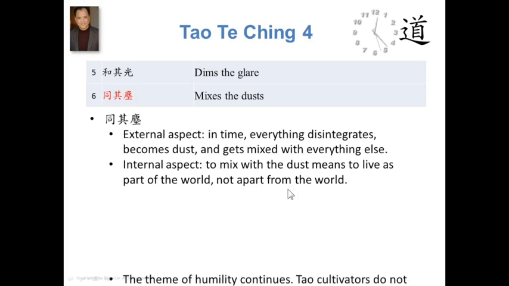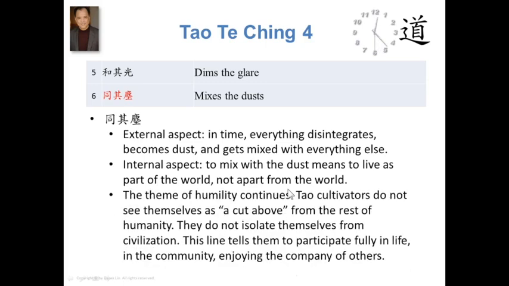That is, spending time with other people, because the theme of humility continues. Tao cultivators do not see themselves as being a cut above the rest of humanity. So they do not isolate themselves from civilization, like living as a hermit in a mountain. So this line tells them to participate fully in life, mixed with the dust, in the community, enjoying the company of others, to mix with the dust.